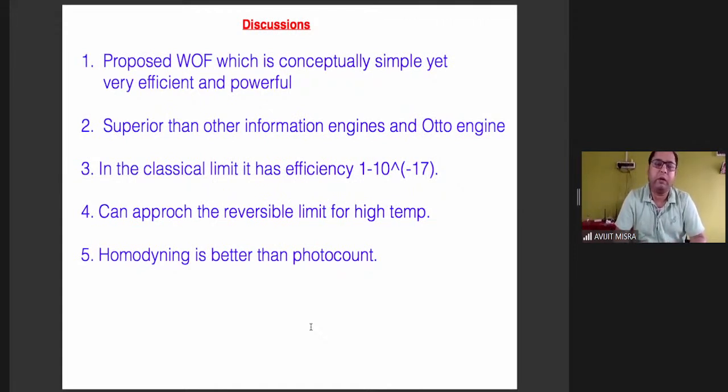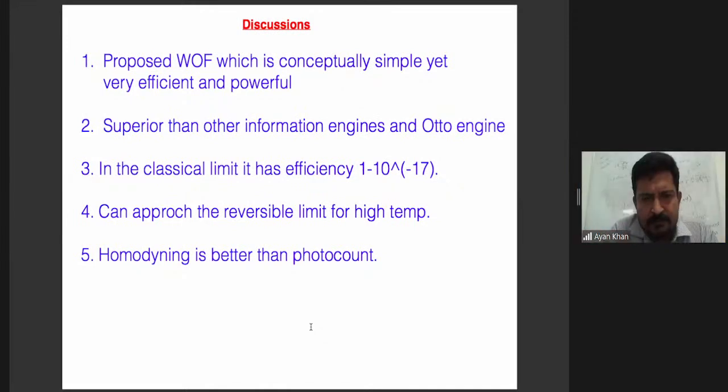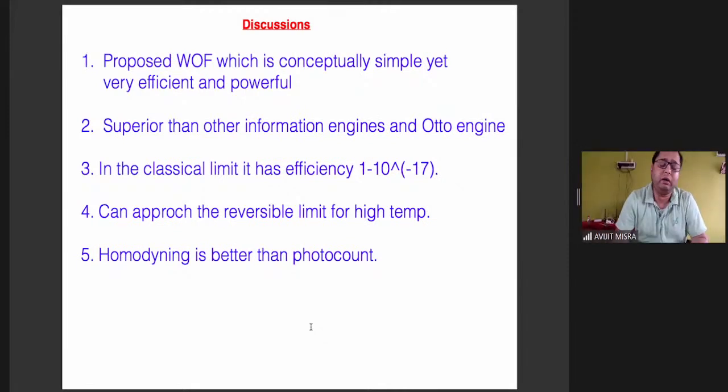So the Weizmann optical group and we are also in the process of realizing this experimentally, and hopefully we'll get some results very soon.